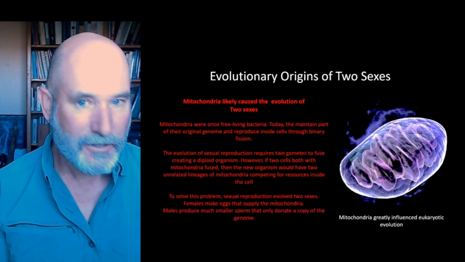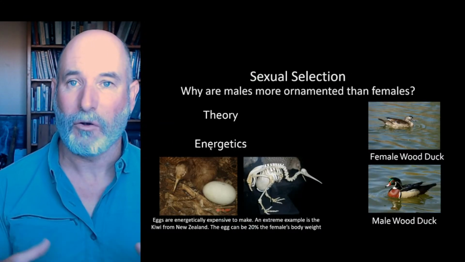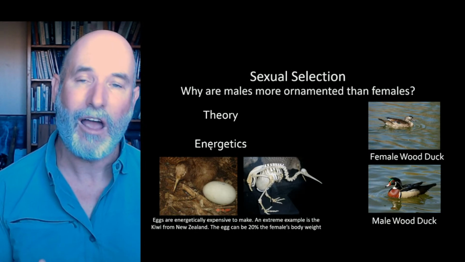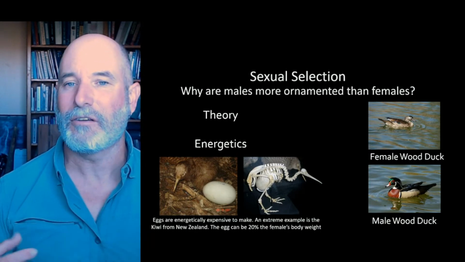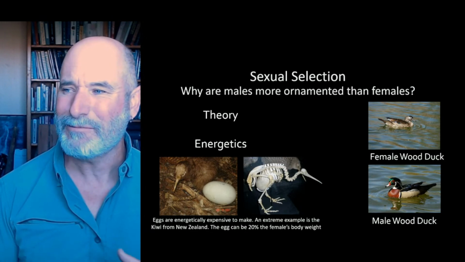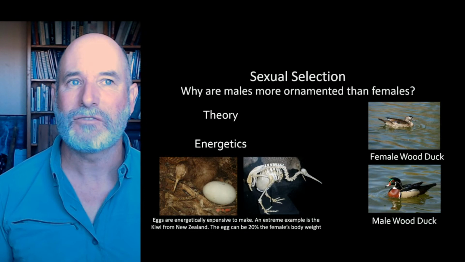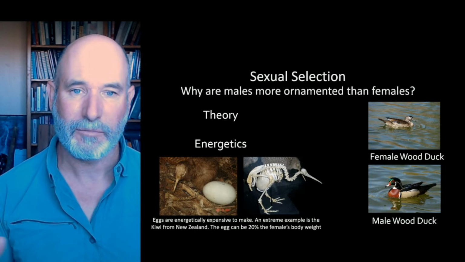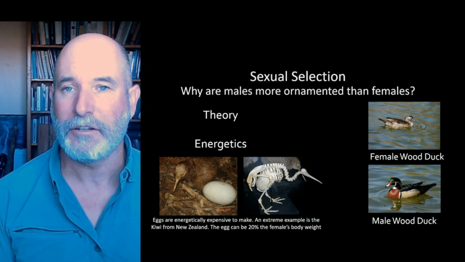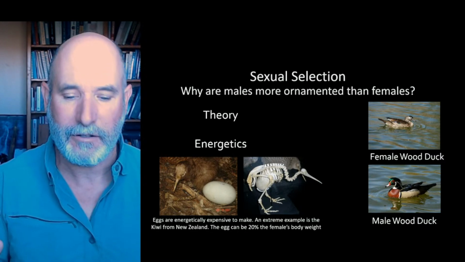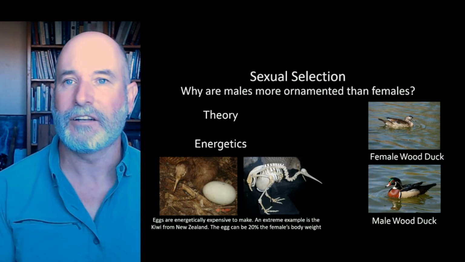Okay, so now we have this pretty good working theory of why we've got two sexes. But now the next thing that comes is, well, why have sexual selection? Why is one mate choosing somebody for something else? And there's a lot of theories out there about why, and the answer might lie somewhere with a little bit of all of them. But one of them is energetics.